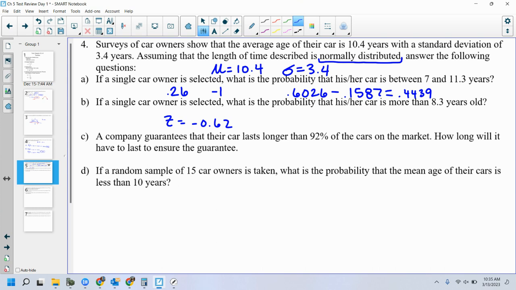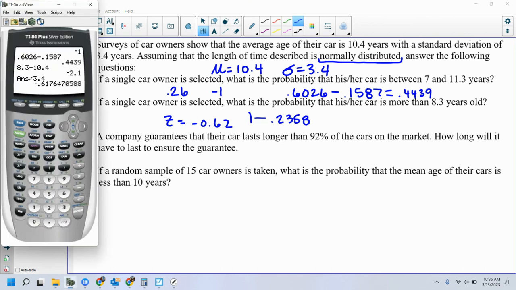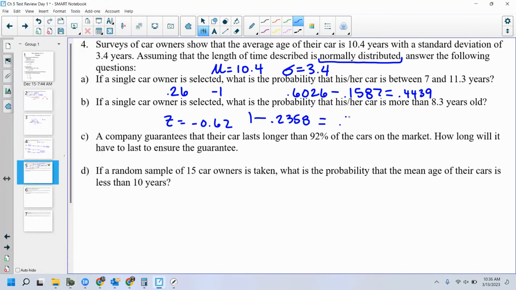So I'm going to go here, negative 0.62, which gives 0.2358. Can I just take 0.2358? No, I've got to do 1 minus, because I want to know the probability that it's more than 8.3 years old. So 1 minus that area to the right gives me 0.7642. So there's a 76% chance that that car is more than 8.3 years old.